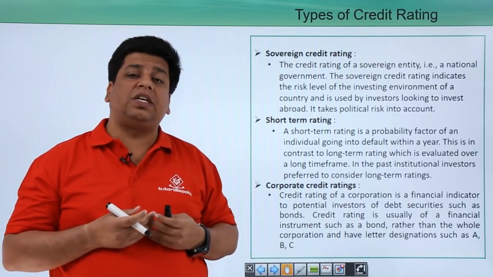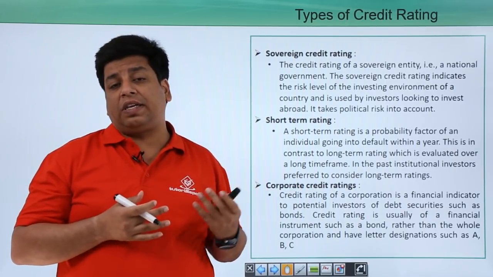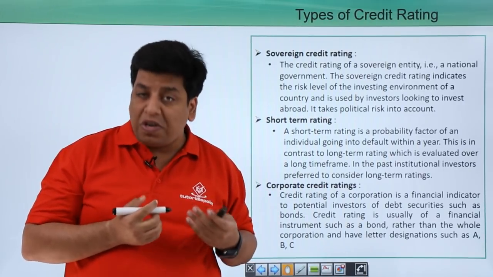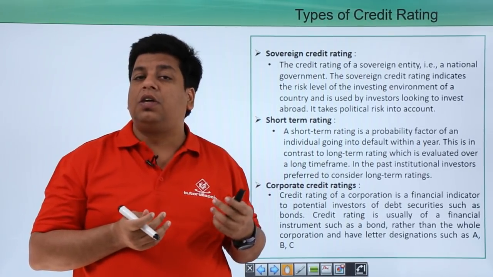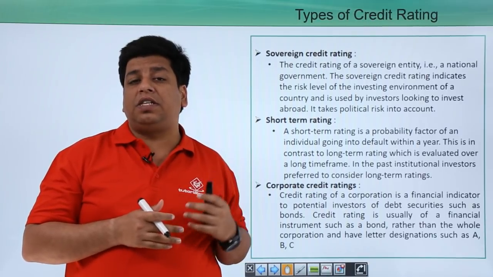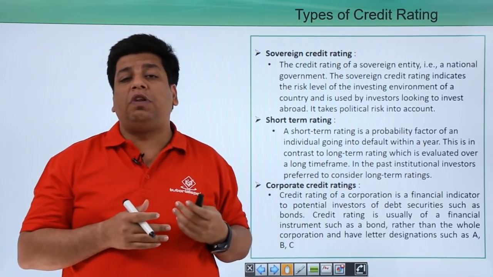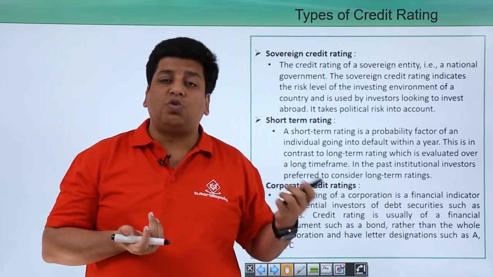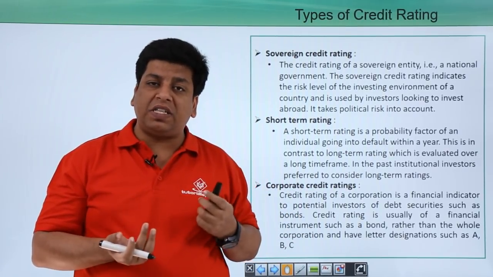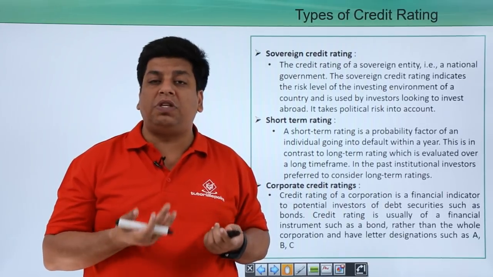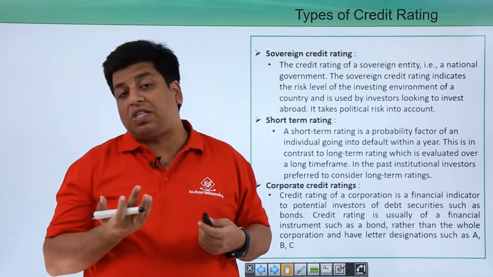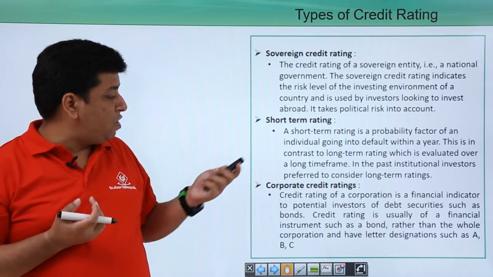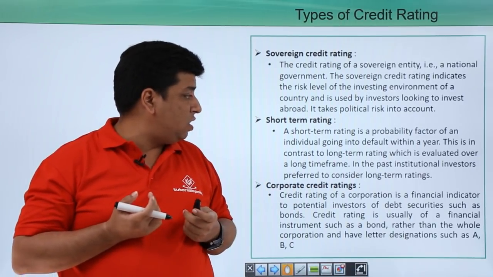Short term rating is for within a year. Credit rating agencies try to calculate the probability that within a year this particular establishment will go bankrupt or will not be able to repay the loan. So the lower the probability, the better the rating; the higher the probability, the worse the rating. So a short term rating is a probability factor of an entity going into default within a year.